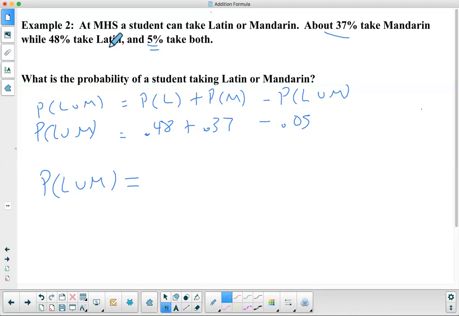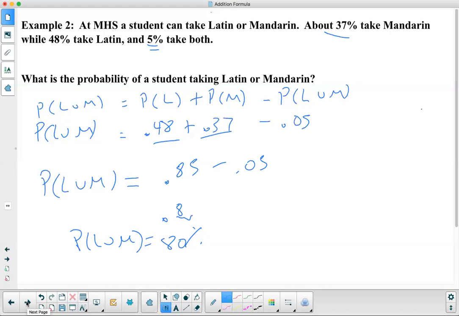So 0.48 plus 0.37 equals 0.85, minus 0.05, and that is 0.8, or 80%. So if you ask 100 people, do you take Latin or Mandarin? About 80 of those people would say yes. Some would say I take Latin, some would say I take Mandarin, or someone would say I take both.